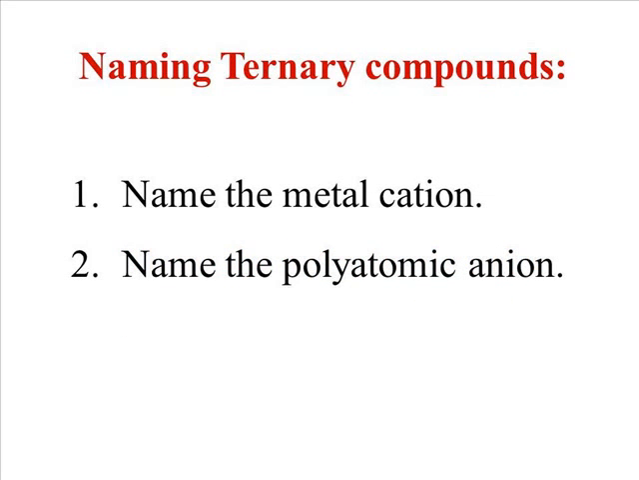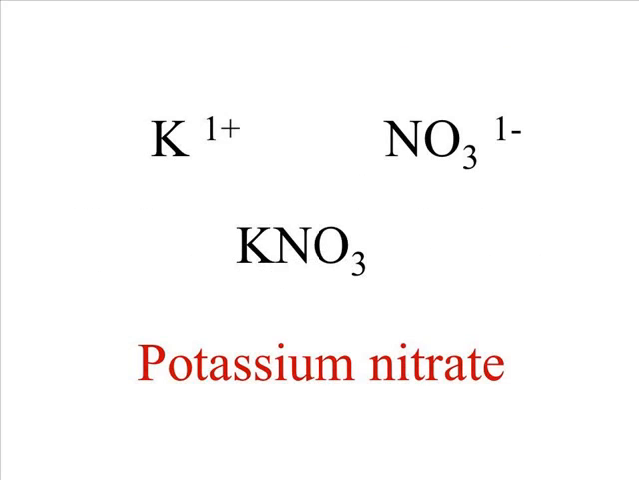To name a ternary compound, it's quite simple. You name the metal cation or the ammonium ion if it is written first, and then you name the polyatomic anion. K+1, NO3 -1, equal and opposite charges would give you the formula KNO3 or potassium nitrate.